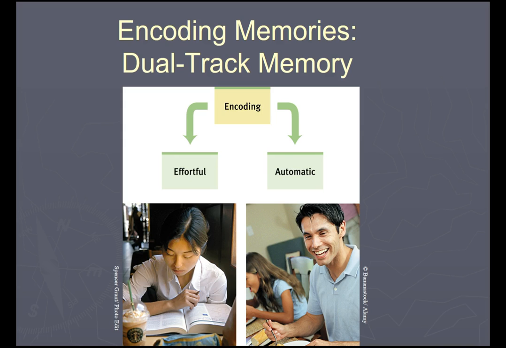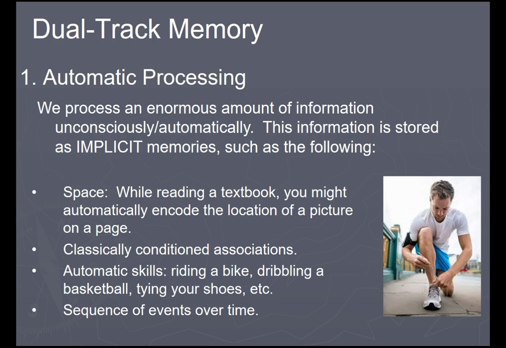So we talked about encoding. Most of what we encode requires effort, like studying academic knowledge from a book. You have to pay attention and focus in order to get that information encoded. But remember, we do have a dual track mind. So sometimes information gets encoded automatically without any effort. And I'm going to talk about those two processes a little bit.